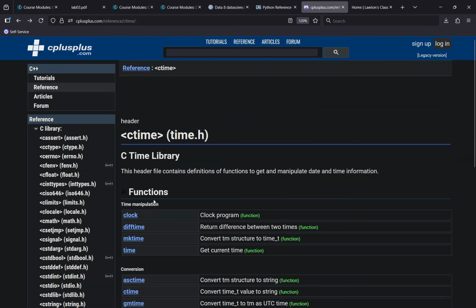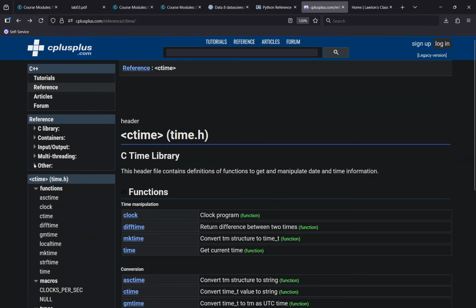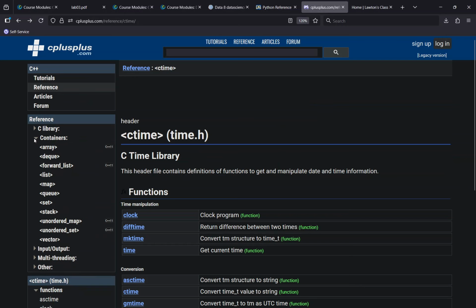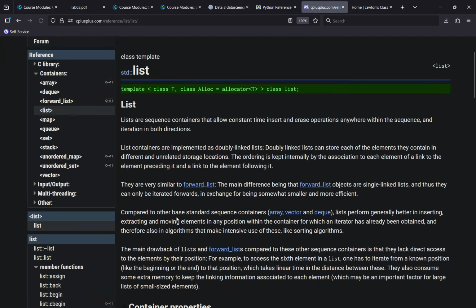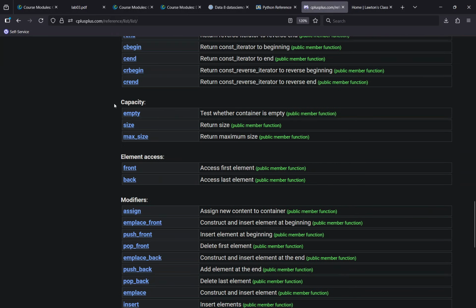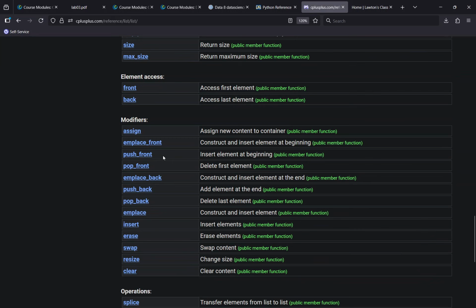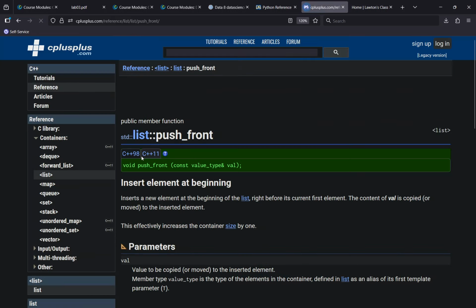Use the list. All right, so you'll go to the library page for lists. This is also getting practice for you reading this documentation. That's a very important skill. So go to list, the list class. Here's what it means to be a list. Here's what you can do. There's a push front, there's a push back, stuff like that. You can click on them to see what they do.